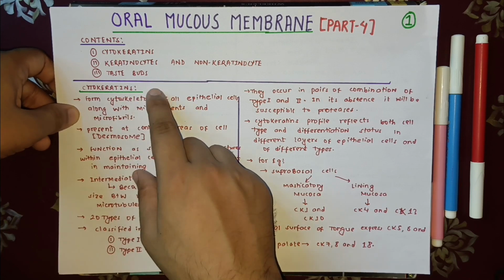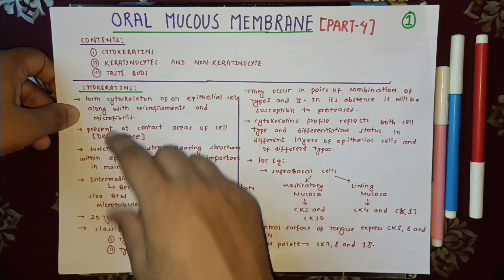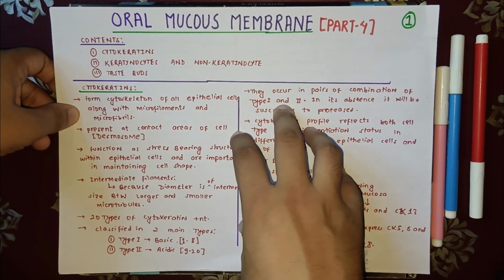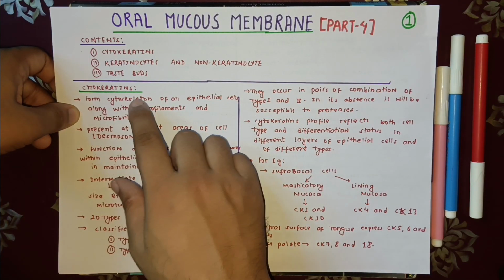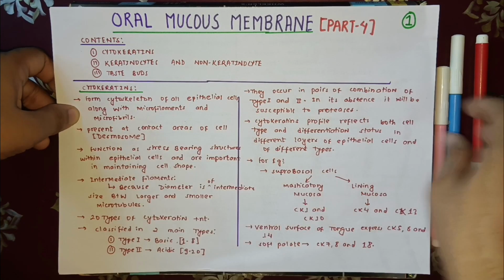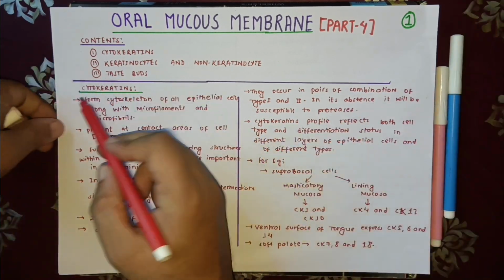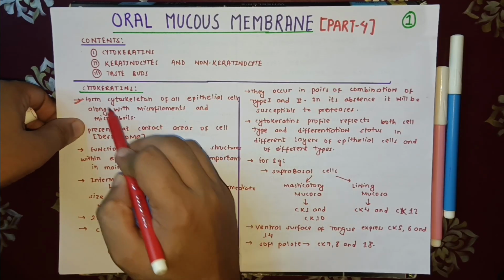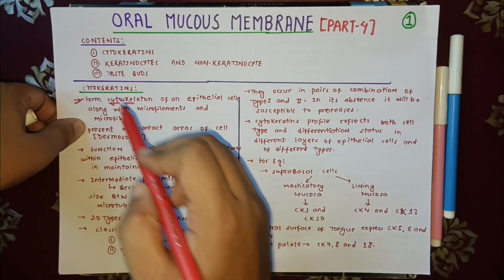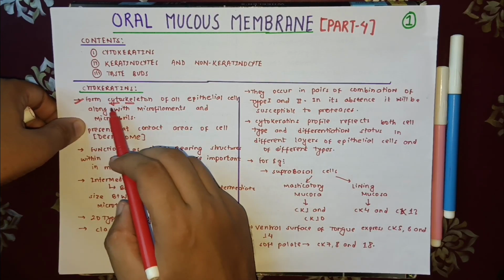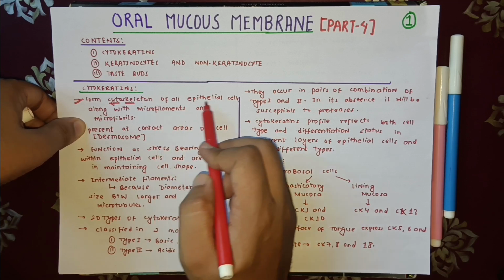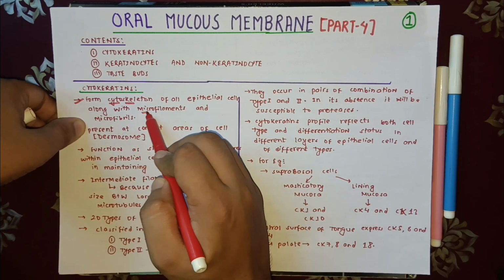Cytokeratins are one of the favorite short note questions, mostly asked in theory exams. They form the cytoskeleton of all the epithelial cells along with the microfilaments and the microfibrils. I think you have learned about the cytoskeleton in the cell biology chapter. It forms the skeleton of the cell.